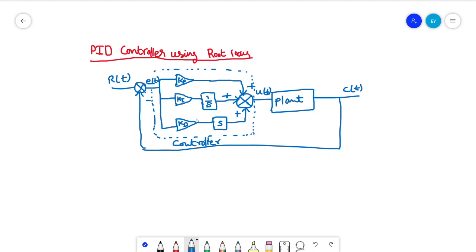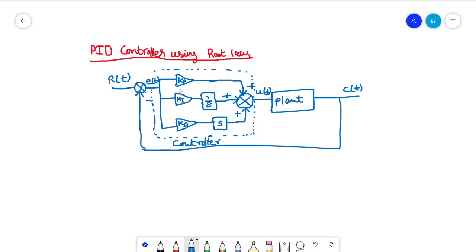As far as the design aspect is concerned, we have to give particular values for Kp, Ki, Kd such that whatever specifications are asked for can be reached, or the desired specifications can be achieved. Well, let us go one by one.